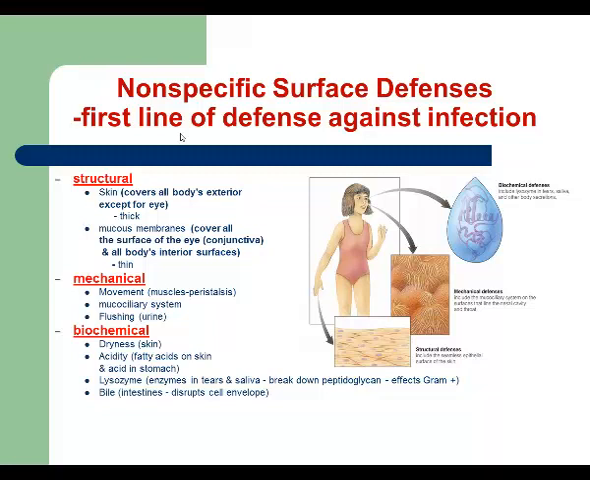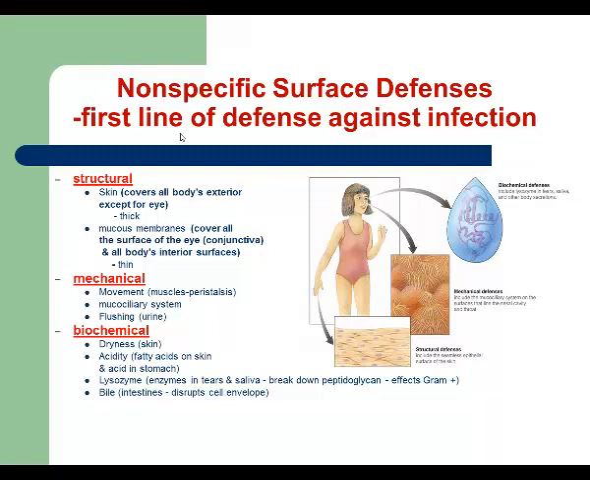An example of the structural part of the first line will be, for example, the anatomy of the skin. You probably remember from anatomy class that skin is made of a few layers of epithelial cells, and you probably remember that those epithelial cells are very tight, very close to each other. So this way our skin protects us from the environment.